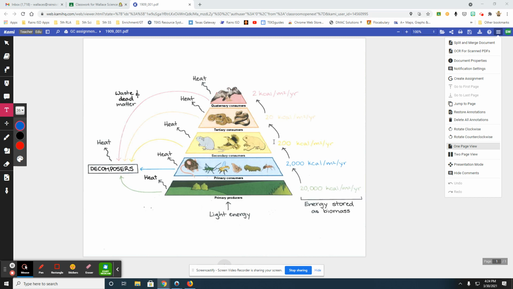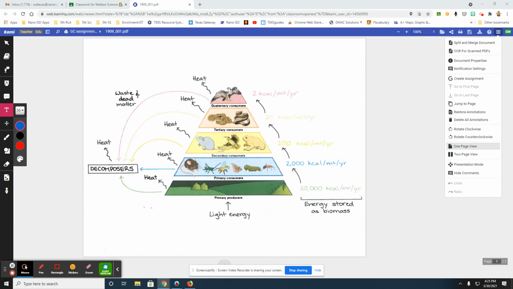As we move up to the next level, second level of consumers, we call this the secondary consumers. Again, less energy because we've given off some as heat. If we go to the third level, known as tertiary consumers, even less energy, and then our quaternary consumers, which are going to be the fourth level. Notice this is going to be the smallest amount of energy in the energy pyramid.